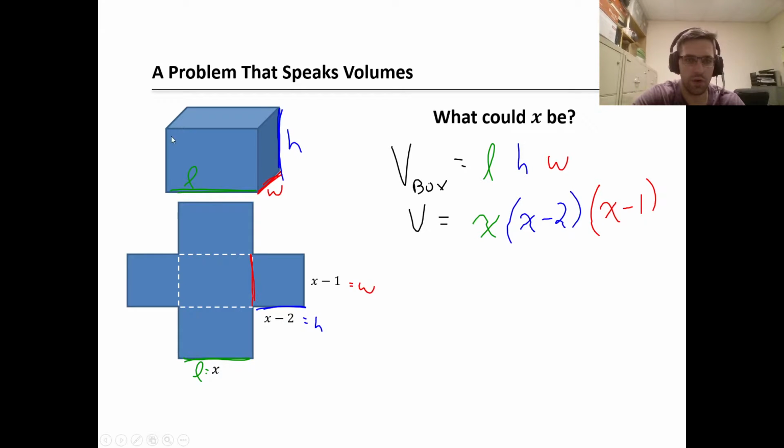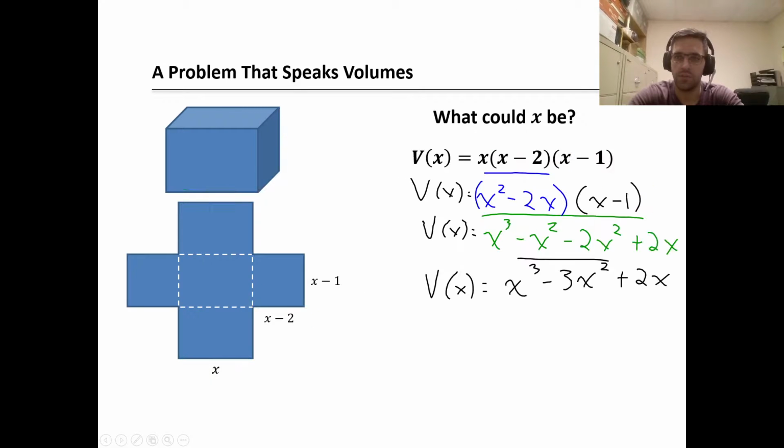So the volume of a box is just length times width times height. If we know our length and width and height in terms of x, we can write it like this. The volume, or V of x, would be x times x minus 2 times x minus 1. And so this represents a polynomial equation. It's not in standard form, but it is a polynomial equation. And so there are many ways to represent this volume of the box. This is one of them.